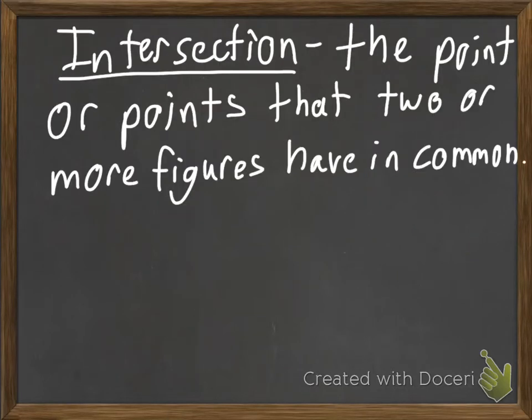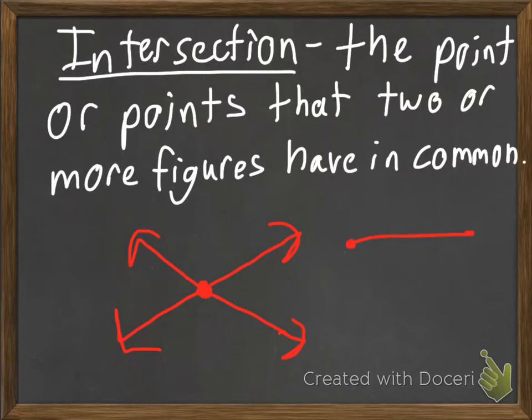So, a formal definition of an intersection is the point or points that two or more figures have in common. Now we mostly see it represented like earlier, where you have two lines, and right here there's an intersection. They both cross at this same point here. And it doesn't just have to be two lines. You can have two segments. You could have a segment and a ray. Just so long as there is one place that both of these meet, that's an intersection.